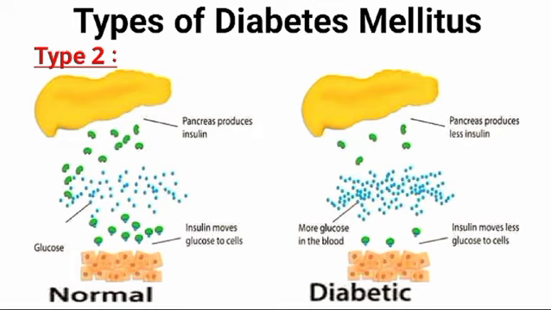And this resistance causes glucose to accumulate in the bloodstream instead of being absorbed by cells, resulting in elevated blood sugar levels. Over time, the pancreas may struggle to keep up with the demand for insulin production, leading to decreased insulin secretion. And risk factors for type 2 diabetes include obesity, sedentary lifestyles, genetics, and aging. Without proper management, type 2 diabetes can lead to serious complications such as cardiovascular disease, kidney disease, nerve damage, and vision problems.